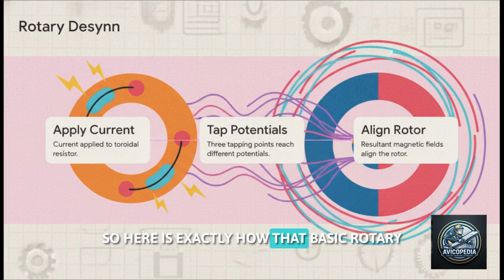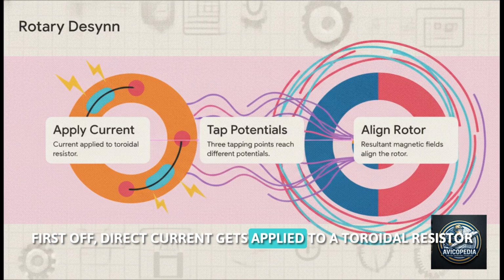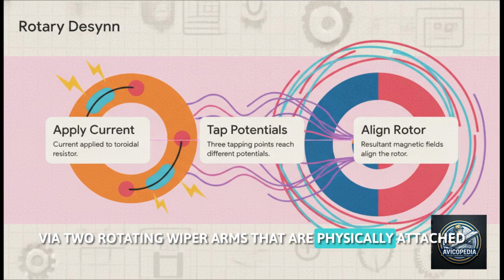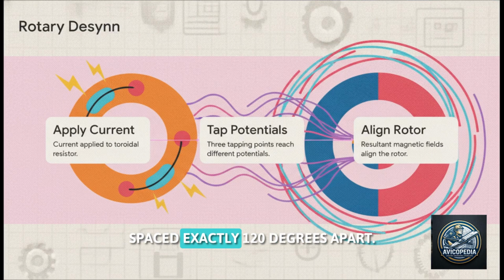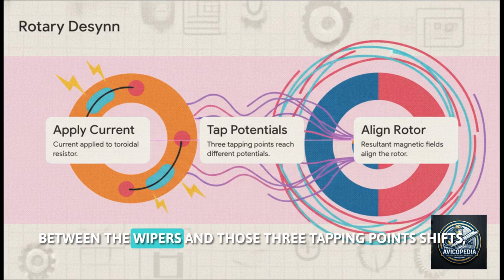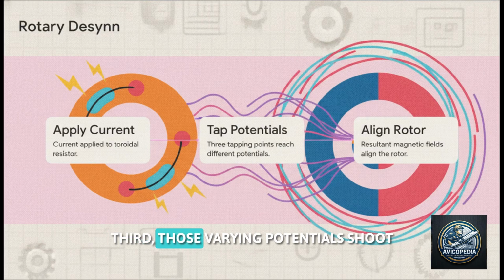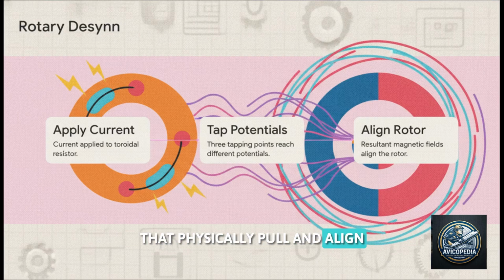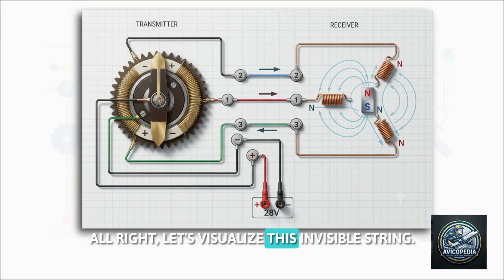So here is exactly how that basic rotary Desynn system does its thing, in 3 steps. First off, direct current gets applied to a toroidal resistor, that's just a circular resistor, via 2 rotating wiper arms that are physically attached to whatever mechanism you're measuring. Second, this resistor is tapped at 3 points, spaced exactly 120 degrees apart. As those wipers move around, the resistance between the wipers and those 3 tapping points shifts, which creates different electrical potentials. Third, those varying potentials shoot over to the receiver, generating shifting magnetic fields that physically pull and align a permanent magnet rotor to match. Boom, synchronized.